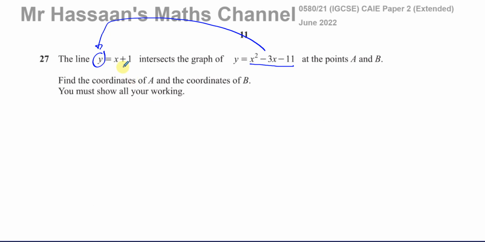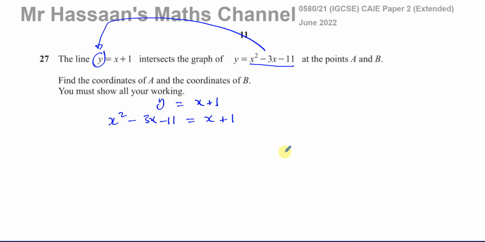It has to be if they both say y equals, then I can replace this y with x squared minus 3x minus 11, and that's equal to x plus 1. I've basically taken this y here and replaced it with what y is equal to from there. So now we end up with a quadratic equation, because you have an x squared term and x terms.